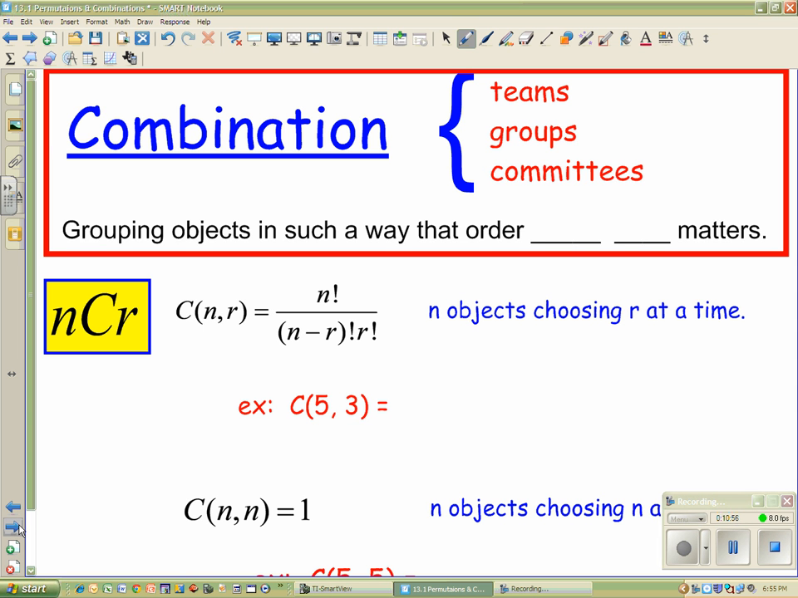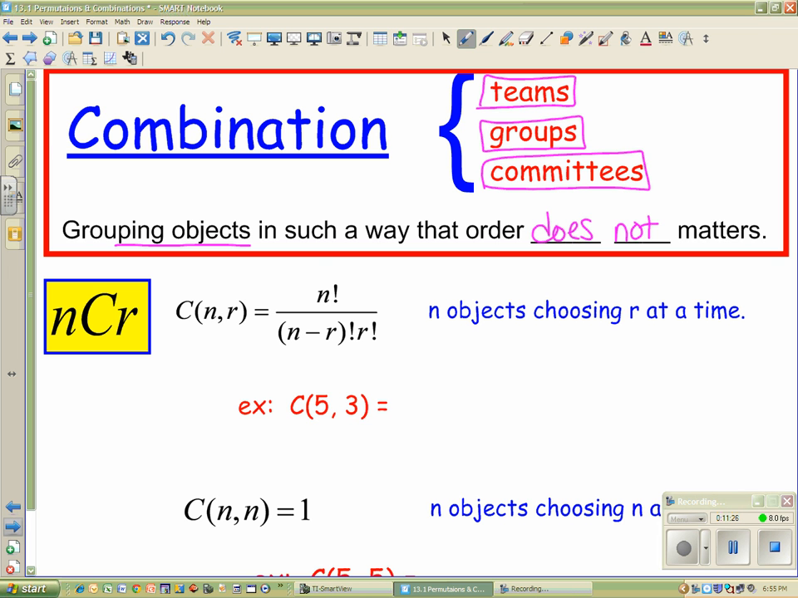Next up, combinations. What's the difference between a permutation and a combination? Combinations work more with groups of items, teams, or sometimes you hear the word committees. Those 3 words especially signal me to think about a combination: grouping objects in such a way that order does not matter.